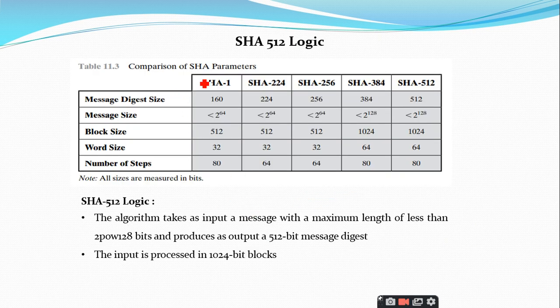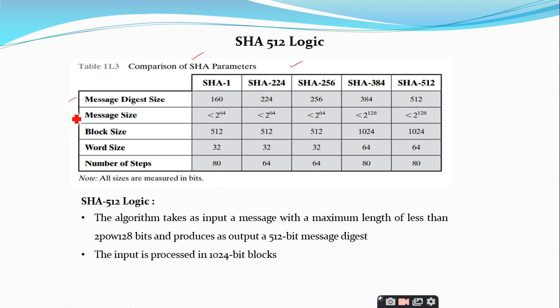And this is the comparison of various SHA parameters. It is just for information purposes. No need to memorize these things. You just have an idea of what is happening inside various versions of SHA. What are the input parameters? What is the size of the message? What is the size of the message digest it is going to generate? What is the block size? What is the word size? And how many rounds are required? All these things are comprehensively listed inside this table.